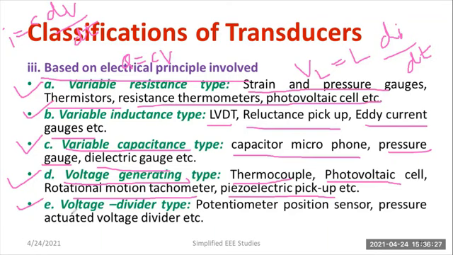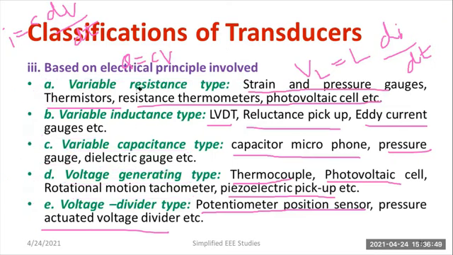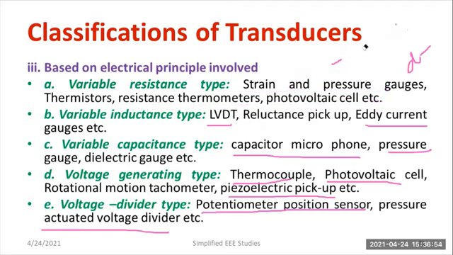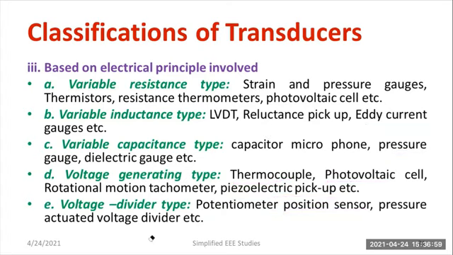Now, voltage divider type transducer. For example, potential position sensor, potentiometer position type. It will be either linear or rotational. Then pressure actuated voltage divider type. It obeys the principle of voltage division. You know the voltage division formula, so this is operating according to the voltage division formula. So we can say that this is one of the important classification criteria. According to that, we can make an example of this type of transducer. These things come under one umbrella.